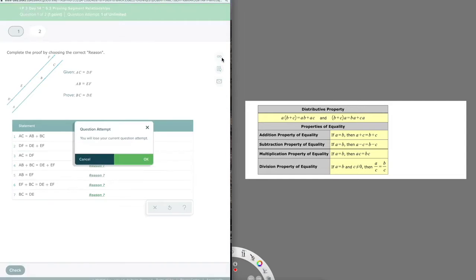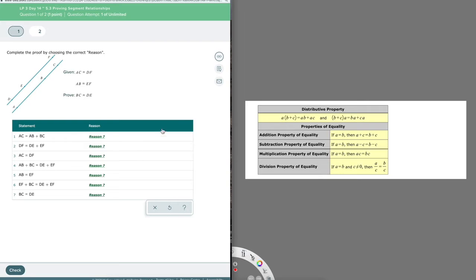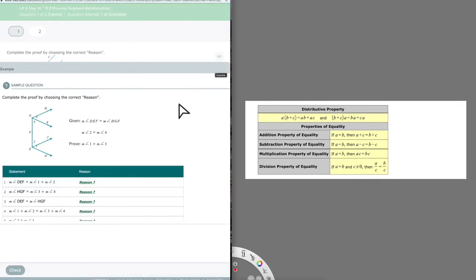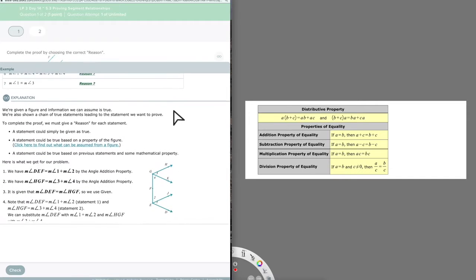Explanation literally is going to explain or give the solution to this problem. So we're not going to be able to come back and type it in. We're going to lose our question attempt and have to come back in and try that on another attempt. Example gives us an example of something similar to what we're looking at here.